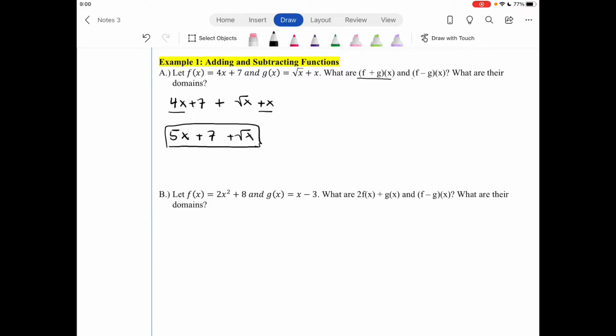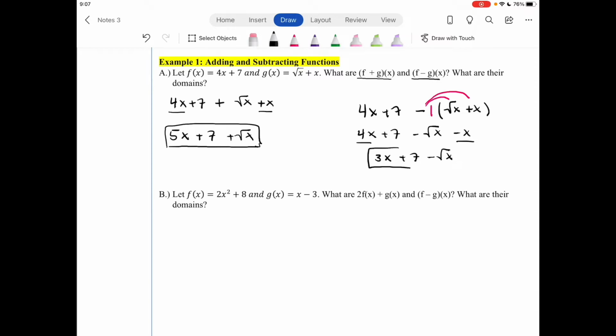Now, what if we're doing f minus g of x? We're going to have the same setup, which is 4x plus 7, but now we're subtracting the entire function of g of x. So it's super important to make sure you put it in parentheses. In the parentheses, we're going to have the square root of x plus x. That's because we need to remember to distribute that imaginary negative 1 that's on the outside. This now gives us 4x plus 7 minus the square root of x minus x. And we can combine those like terms, which will give us 3x plus 7 minus the square root of x for our answer.